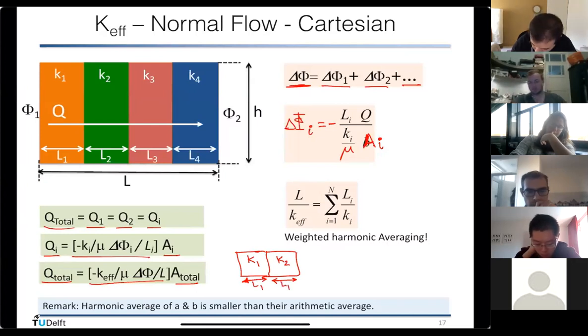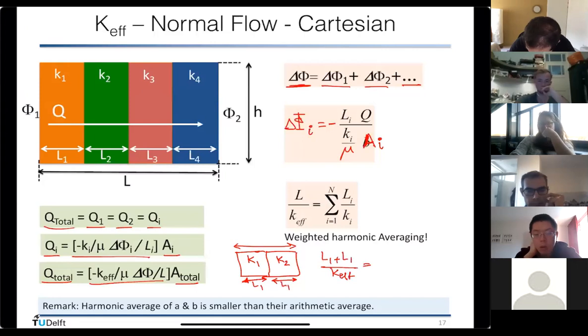We should do L total. What's the L total? It is L1 plus L1, because both of them have the same size, divided by K effective, becomes equal to L1 over K1 plus L1 again, because L is constant, L1 divided by K2. L1 plus L1 is what? 2 times L1, right? Now, if I cancel L1 from all the parts, what would I get?